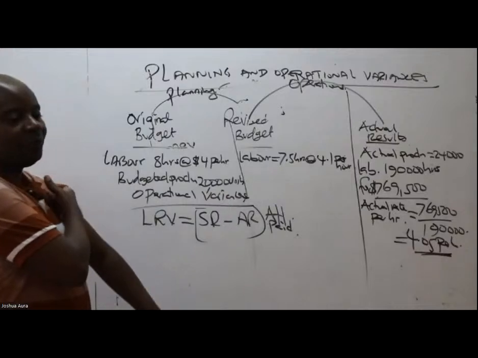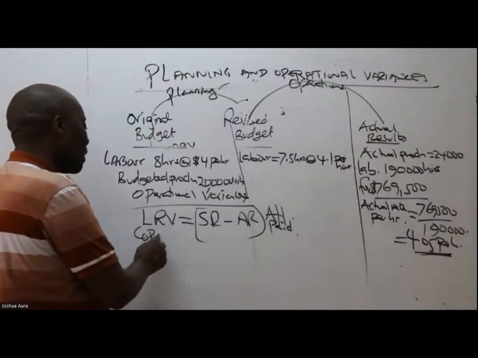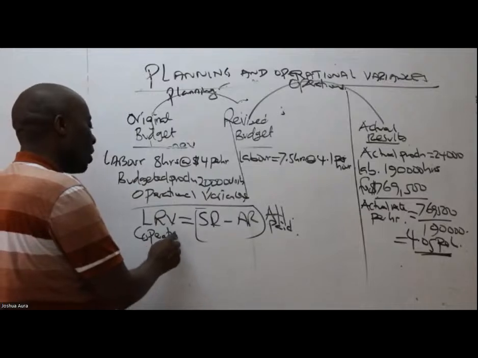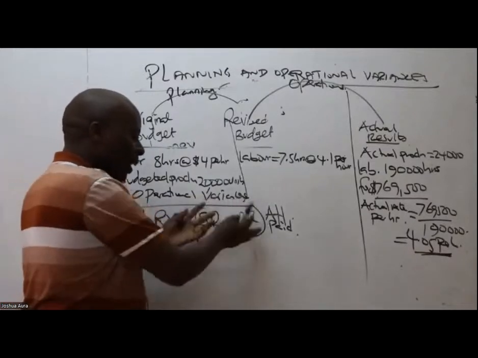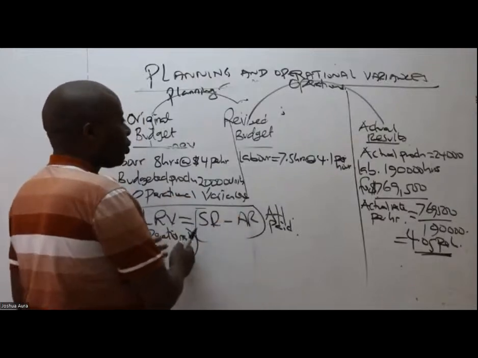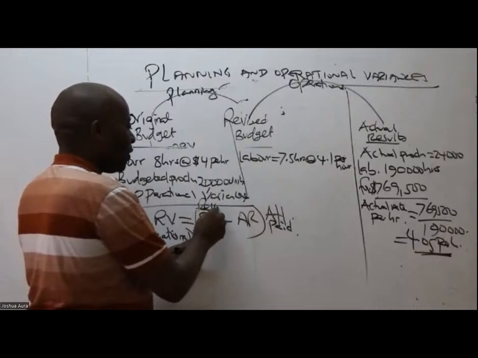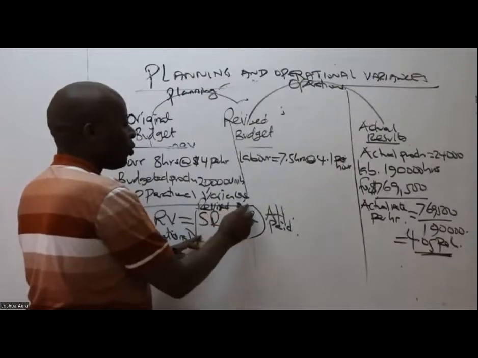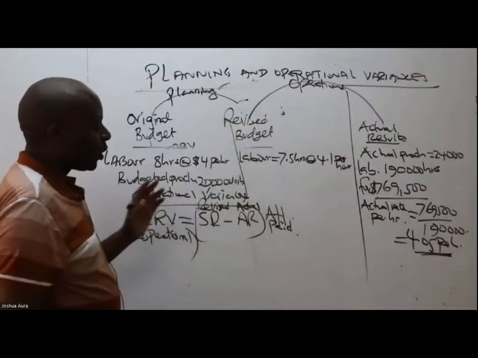But now remember one thing, that this person wants you to calculate operational variances. And this is where the variation is. Here is where you're comparing your two things. So if it's operational, I know the first one here will be the revised, and this, of course, will be the actual. Because for operations, you're comparing between revised and actual like that.